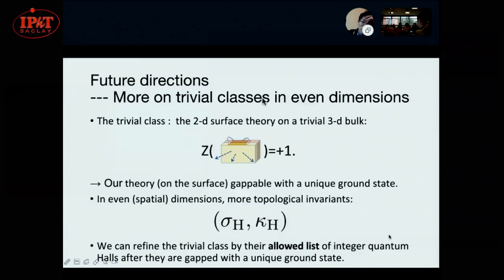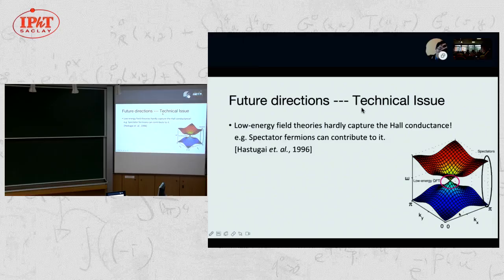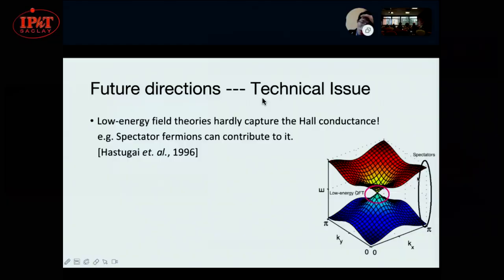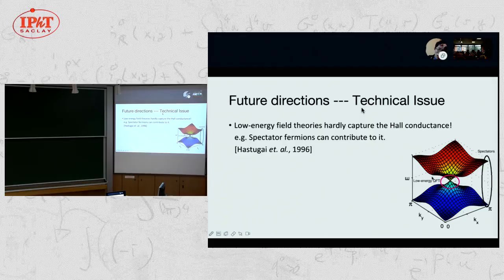Nevertheless, this idea has some technical difficulty, because we know that low energy field theory cannot capture the Hall conductance, because in the band theory language, this Hall conductance can be contributed by some high energy spectator fermions. So let's take a look at this band structure. Imagine we have some half filling, and the low energy QFT only cares about the excitation along this gap closing point. But these spectator fermions at the high energy cannot be included into this low energy quantum field theory. And we know that these spectator fermions can contribute to the Berry curvature. And the Berry curvature is nothing but the integer Hall conductance.